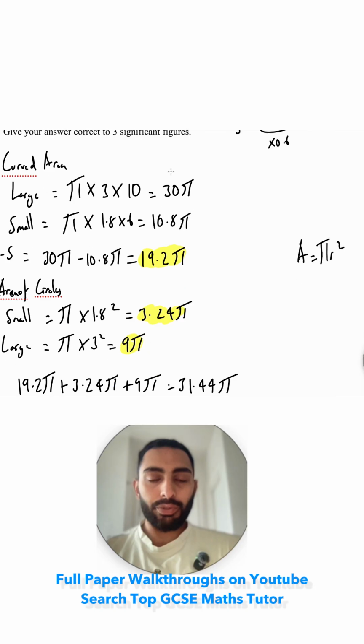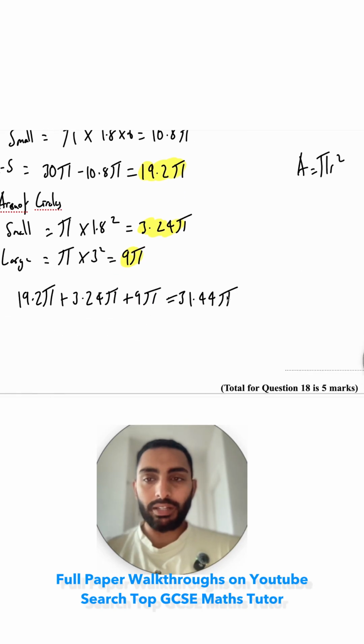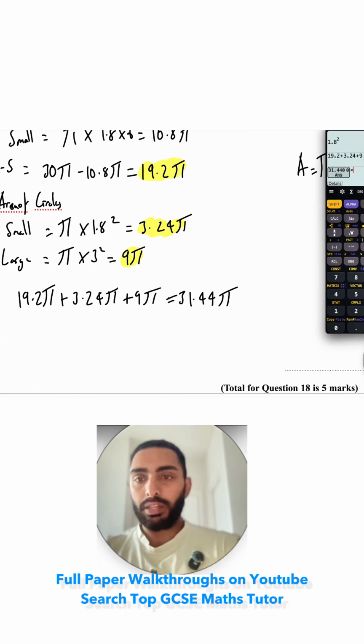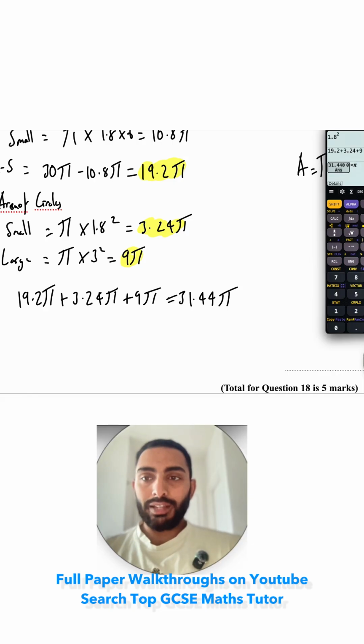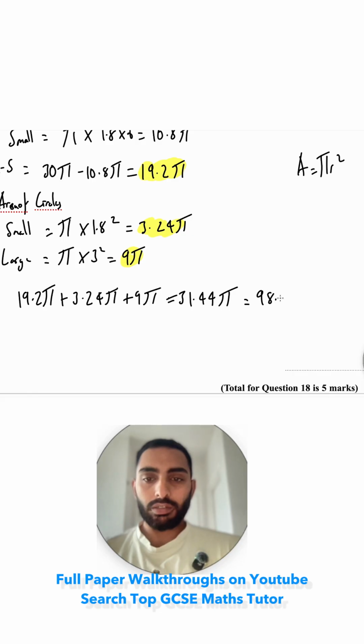I want it to 3 significant figures, so let's find out the exact value. I'm going to multiply that by pi. It gives me 98.771. I'm going to count 1, 2, 3. Looking after this first 7, the second 7 is telling me that I need to round up. So it becomes 98.8. That would be in centimeters squared because it's an area.